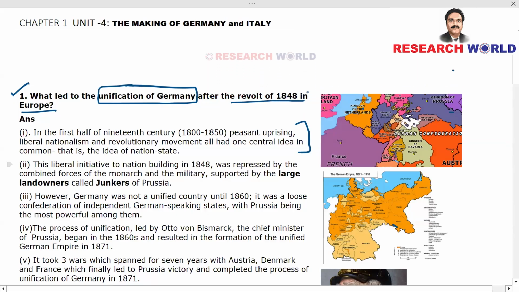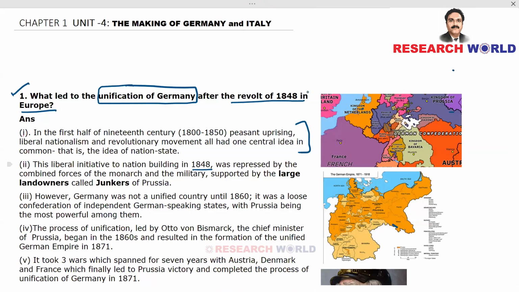Okay, the second point. This liberal initiative to nation building in 1848 was repressed by the combined forces of the monarch and the military, supported by large landowners called Junkers of Prussia. So, monarch and military along with the large landowners called Junkers of Prussia. Mind you, this is not Russia, this is Prussia.